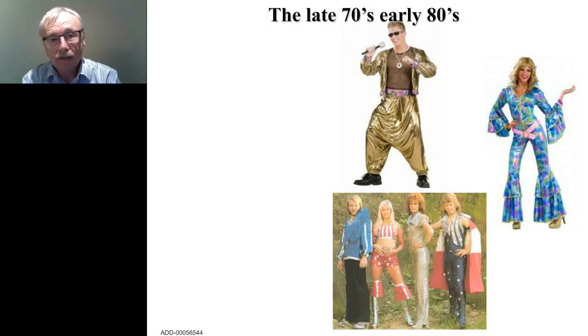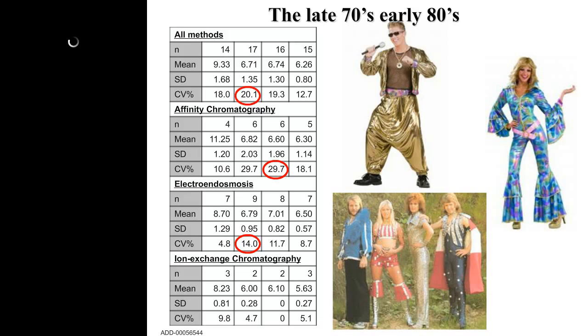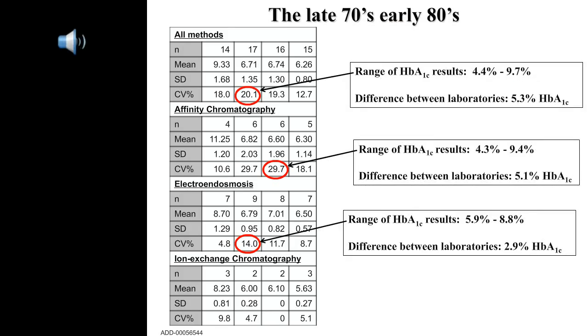So let's look back to the late 70s and early 80s. Things were not looking good. Not only were fashions poor, but let's look at hemoglobin A1C results. We were seeing a large difference between results obtained in different laboratories around the UK, and these CVs relate to a difference in measured hemoglobin A1C from about 4.4, 4.3 to about 9.5%. You can see this range in results.